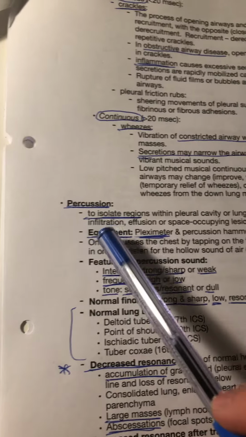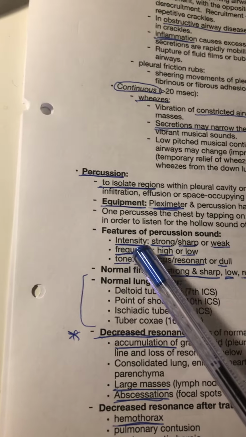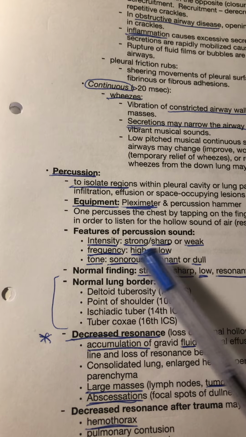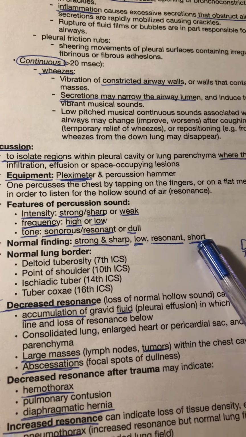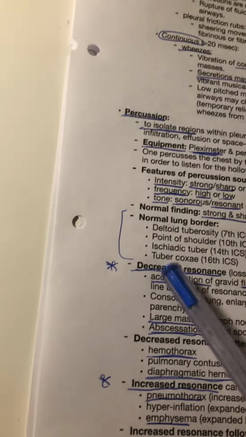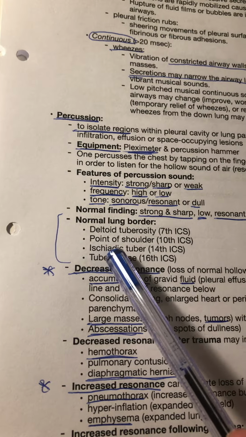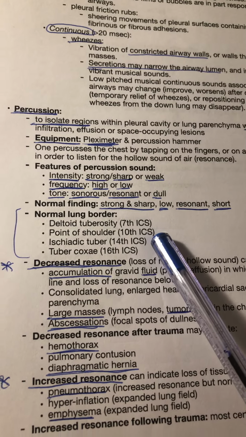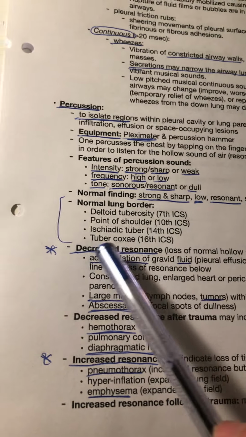So, for percussion, this is to isolate the regions where the air is lost. The equipment used is a plexor and pleximeter, and the features are the intensity, which should be strong, sharp, and low, resonant, and short sound. The normal lung borders are the tuber coxae at the 7th, at the shoulder it's the 10th intercostal space, and the tuber ischii is the 14th intercostal space, and the tuber is the 16th intercostal space.